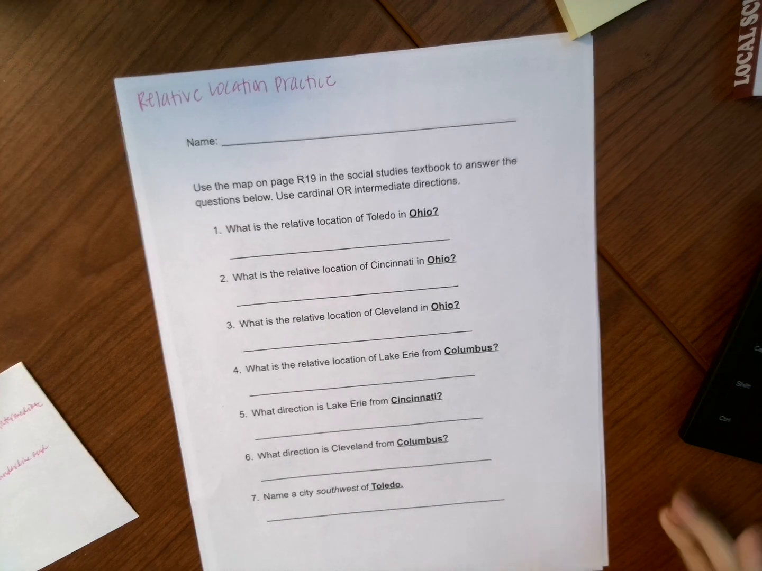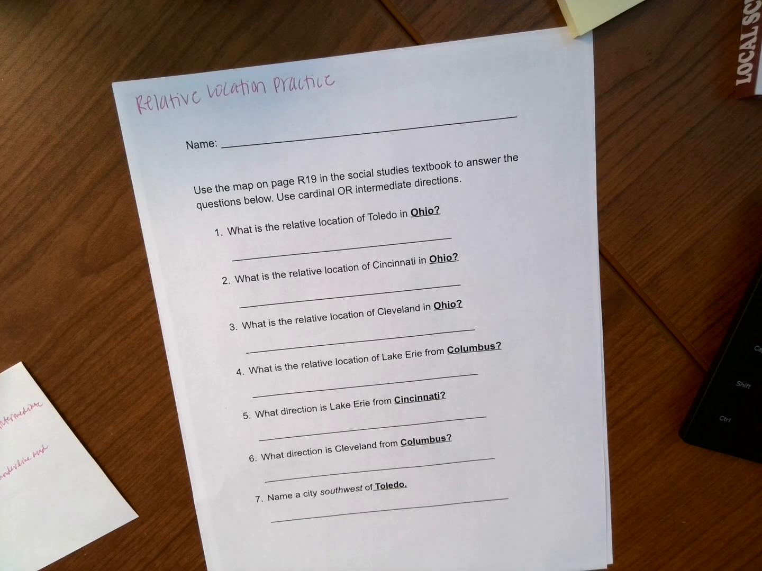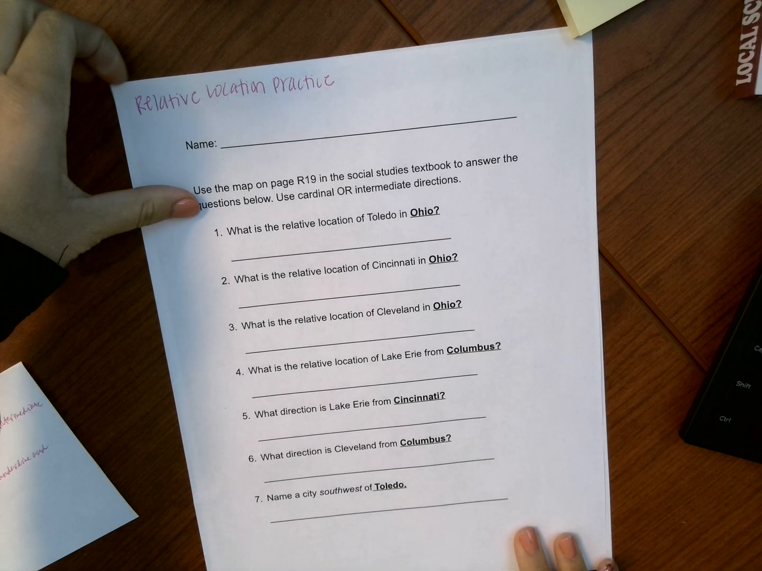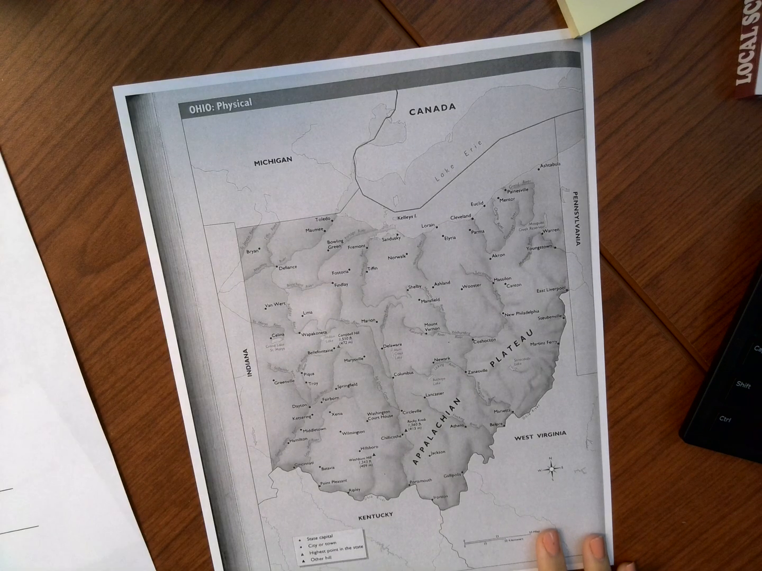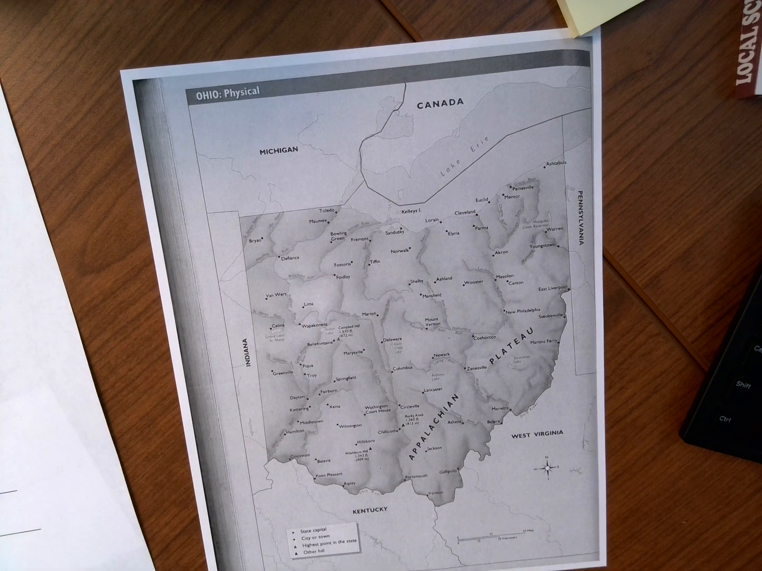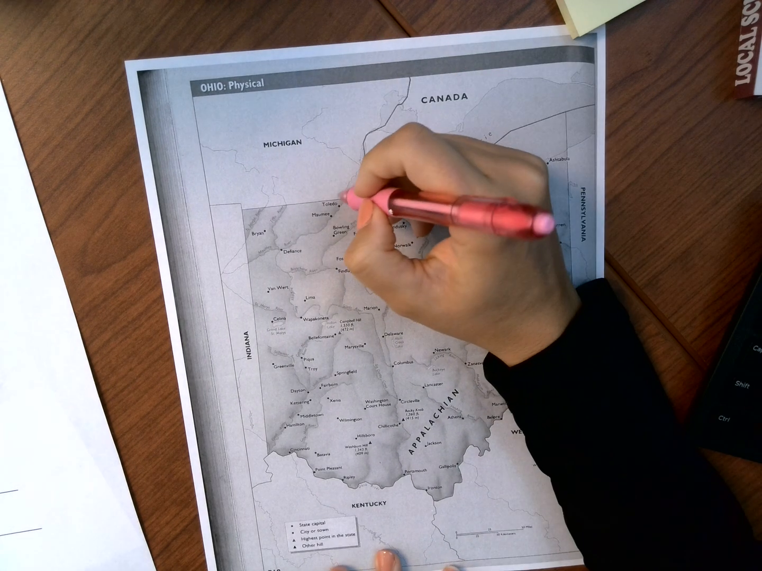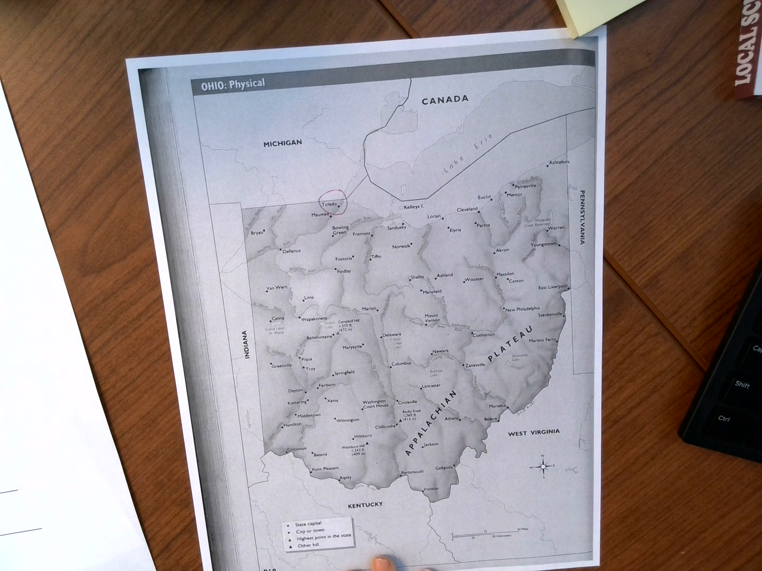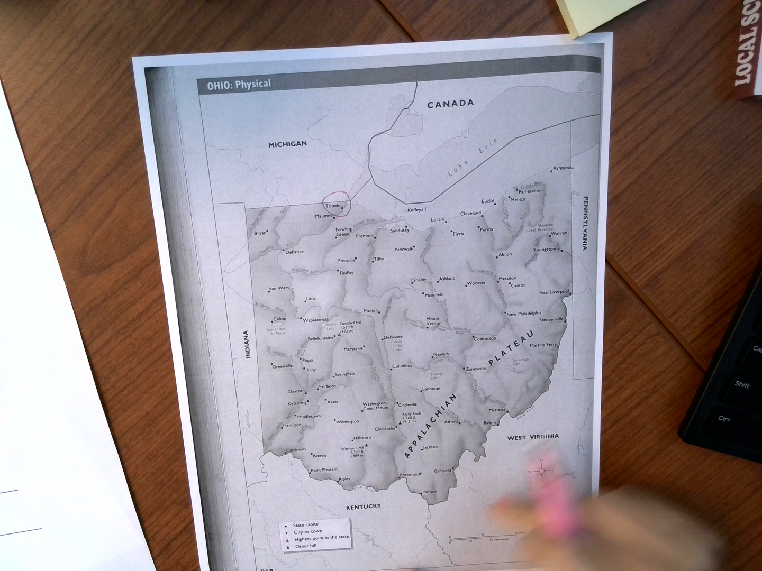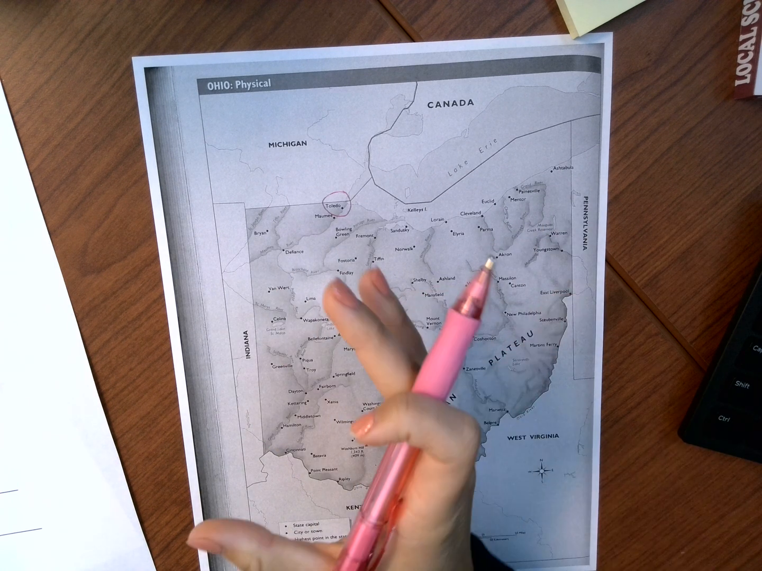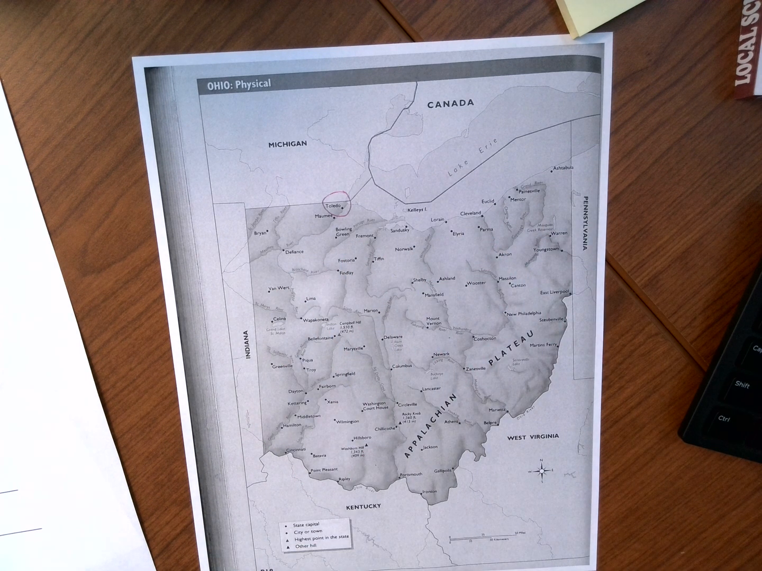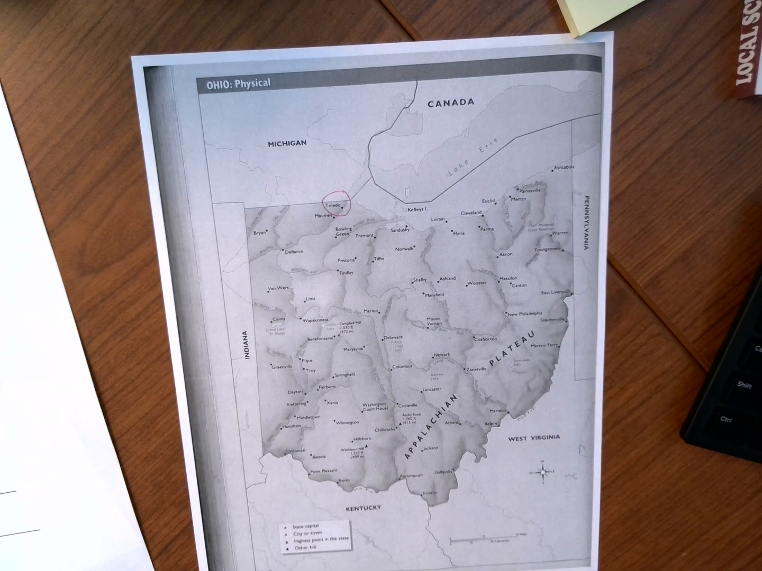So, for example, question 1, what is the relative location of Toledo in Ohio? We know Toledo is a city inside Ohio, a place where most of us have probably already gone. If we're looking, we see Toledo right over here. And so we are using Ohio to describe where Toledo is using cardinal or intermediate directions. So where it is inside Ohio.